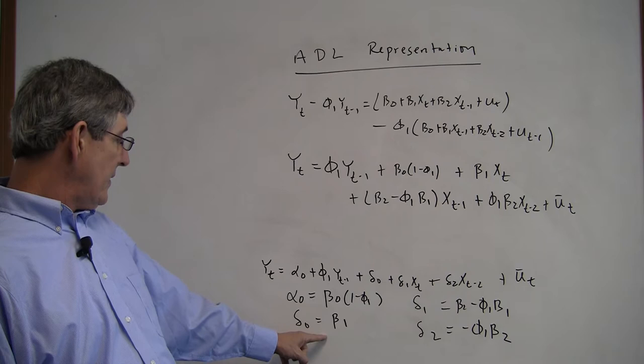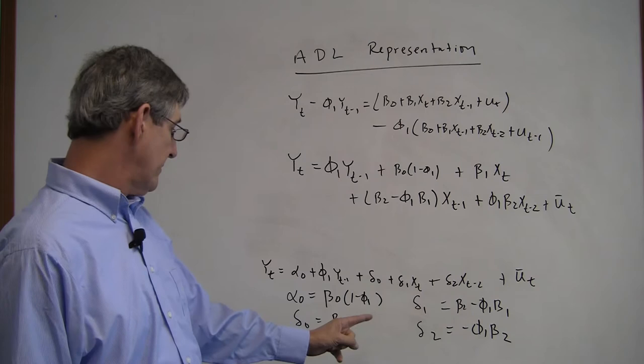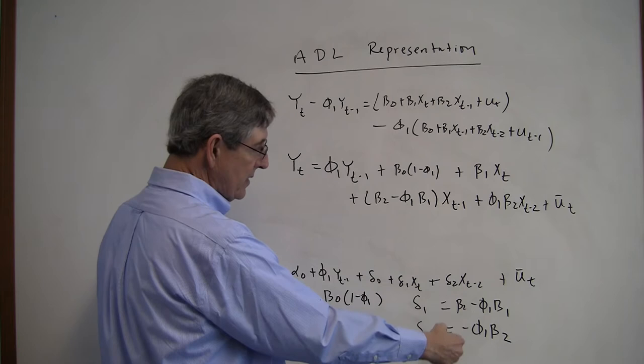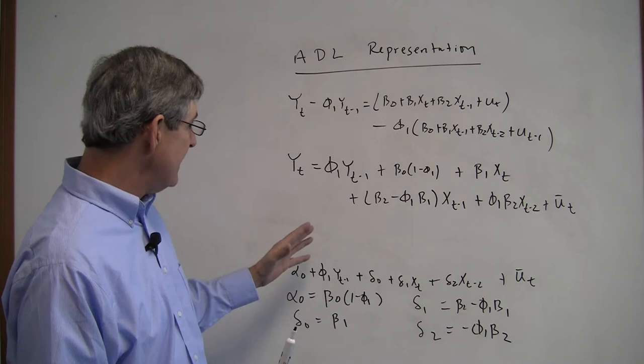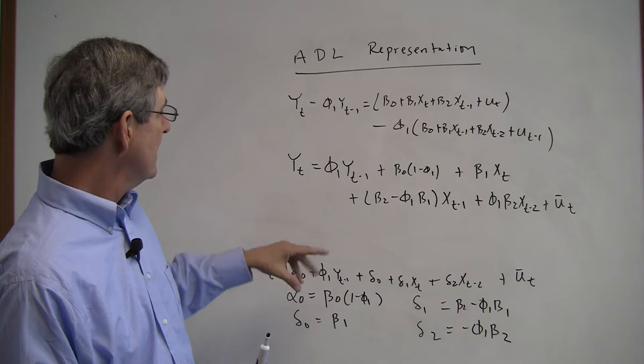Then you'd have to use this estimate of phi 1 here to get, and this estimate of b1 to get an estimate of b2 and so on. So once you know phi 1, you can get b2 here. When you know b2 and phi 1, you can get b1 from here. And so you can get all the multipliers. The dynamic multipliers are the betas. That's what we're after. With this model, you have to kind of work hard to get them.